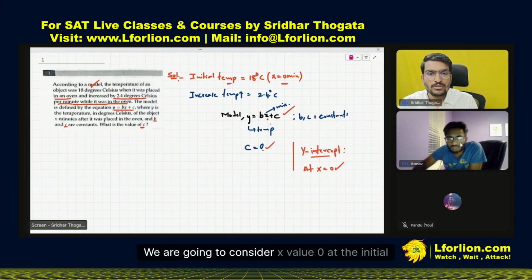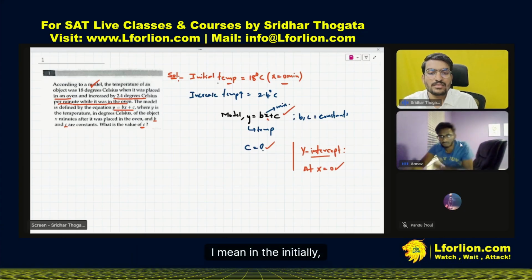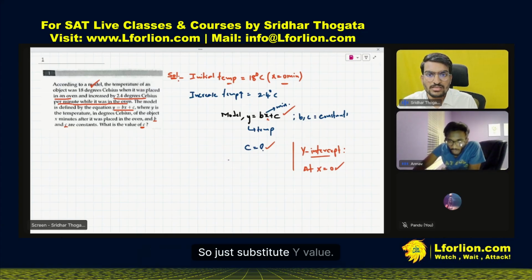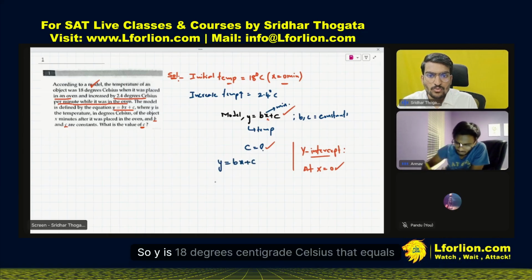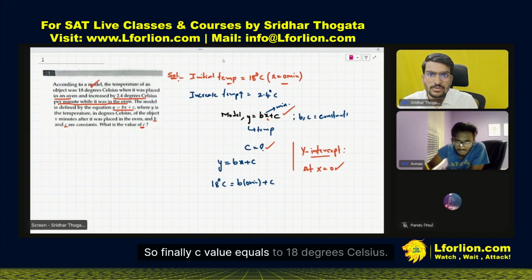We are going to consider the x value 0 at the initial point. Initially, the time is 0. There is no time. At that point, it is 18 degrees Celsius. So just substitute the y value. Y equals bx plus c, so y is 18 degrees Celsius, that equals b times 0 minutes plus c. So finally, the c value equals 18 degrees Celsius.